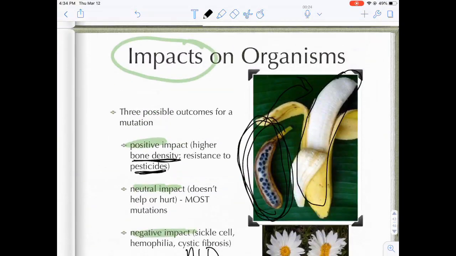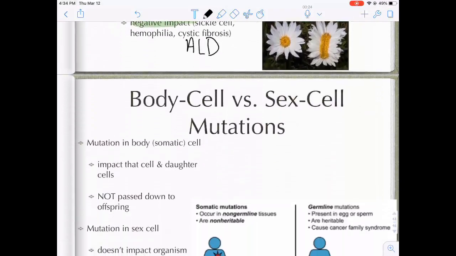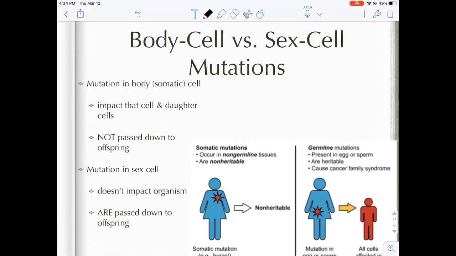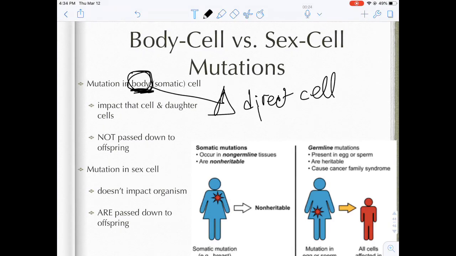Now, the other thing that impacts how much it impacts an organism is what type of cell the mutation occurred in. So if a mutation occurs in a body cell, like somewhere in your finger, that's not going to get passed down. It'll impact you and it'll impact your finger, but it's not going to be something that gets passed down to your children. So if a mutation happens in your body cell, it's only going to impact direct cell descendants.